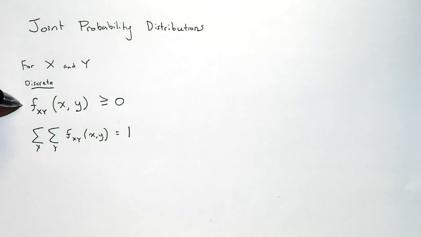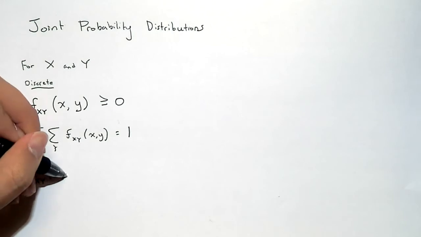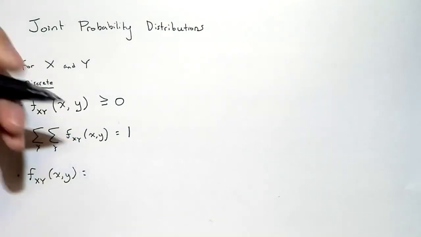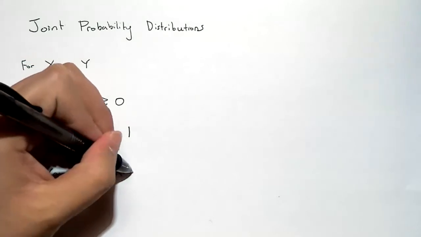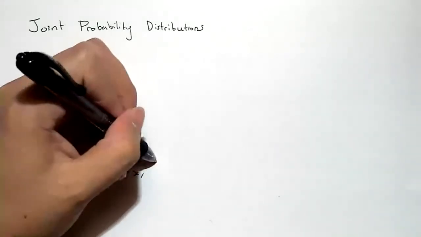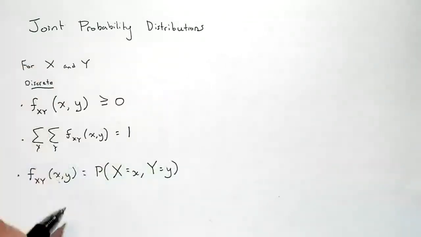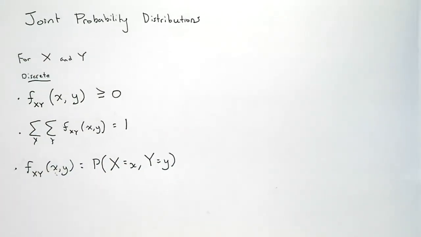And finally, the actual definition is that my joint probability mass function, f of x and y, all it does is give me the probability that one of my variables, x, is equal to little x, and my other variable, y, is equal to little y. That's my joint probability distribution.